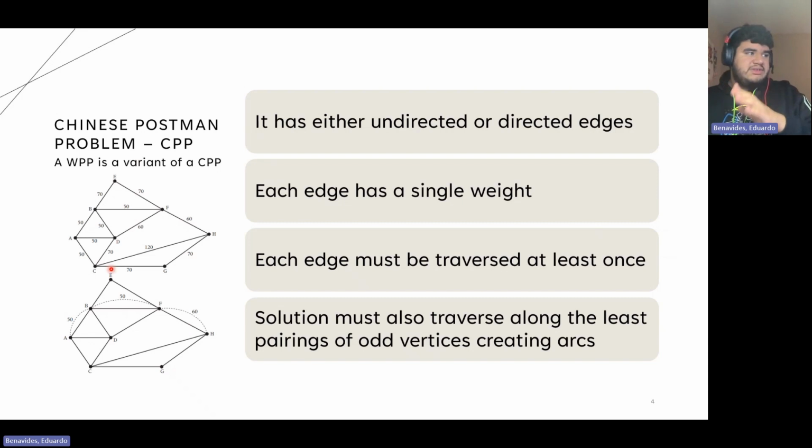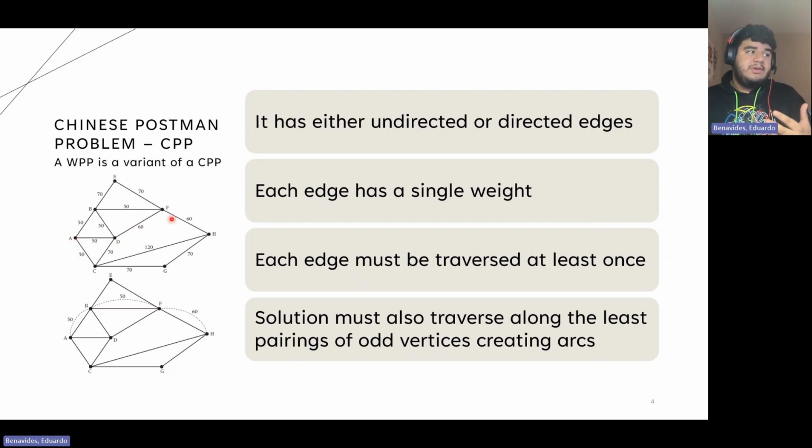So look at this graph. Let's say you start at node A. You must traverse all of these edges at least one time and end back at A. Now you can see these arcs being created. These arcs get created because looking at this graph, you'll notice that there are two nodes that have an odd degree, node A and node H. Because they have an odd degree, you're going to be creating this arc that connects them directly.